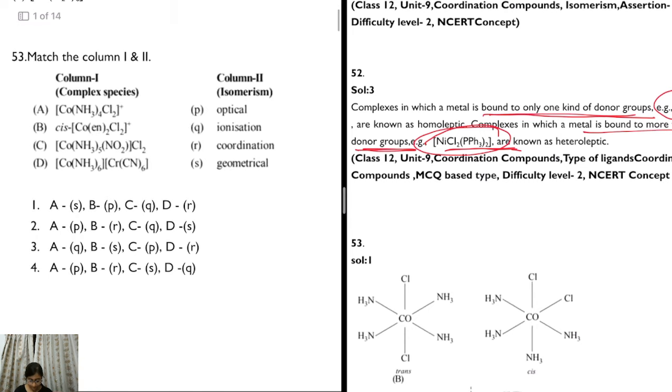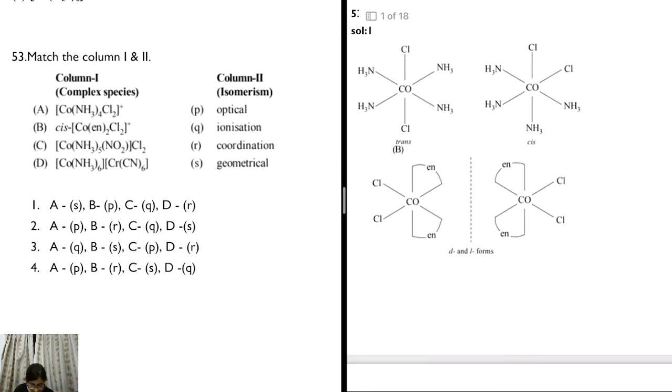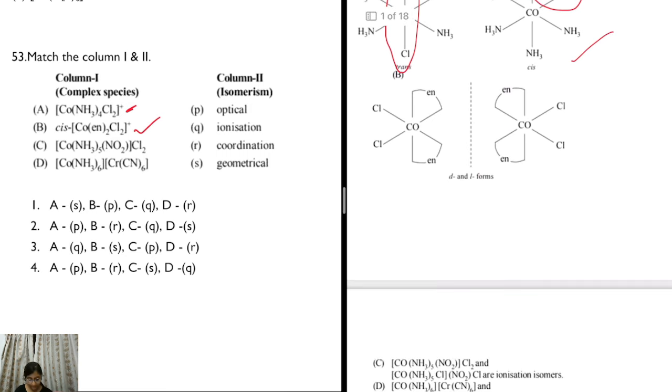Now, in the next question, we have to match the following. See here, in A, we can see that it can exhibit both trans and cis isomerism. So here Cl is trans and here it would be cis. In the next question, en is a bidentate ligand. So structure for cis would be this. Okay, and you can see it is a non-superimposable mirror image and it will exhibit optical isomerism. Okay, the first one was geometrical.